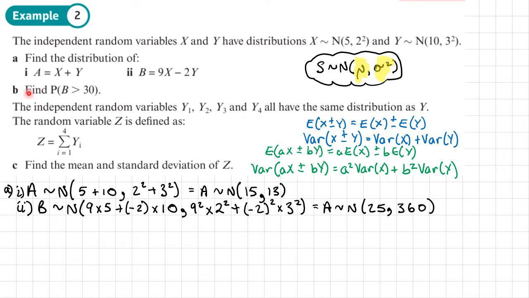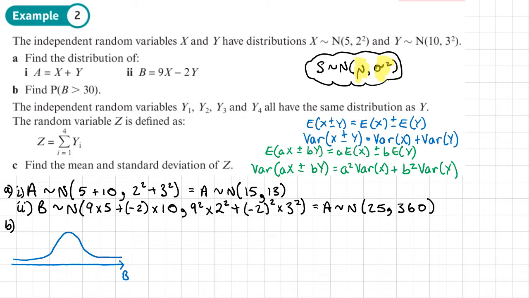Okay, let's move on to part B. And it says find the probability that B is greater than 30. So this is just a nice easy one. We can do this on a calculator. I'll just draw out the distribution so you can see what it looks like. So this is our distribution of B. You don't really need this diagram.